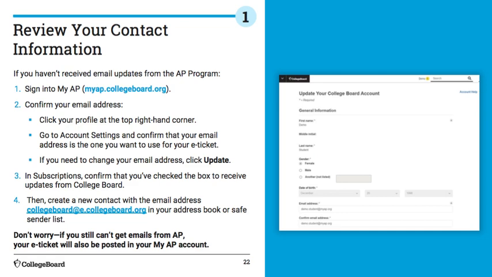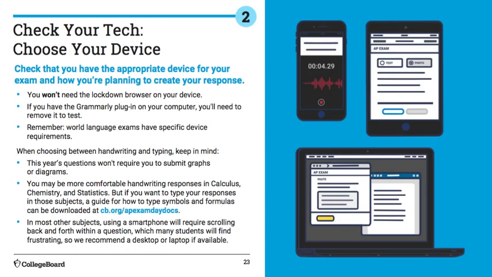Reviewing your contact information, you should have already been able to do that. Just access the AP program through My AP at myapcollegeboard.org and follow these steps here. Check your tech. When you go to the demo website, make sure that it works. If it doesn't work, you will need to figure out a different way, different tech to use.